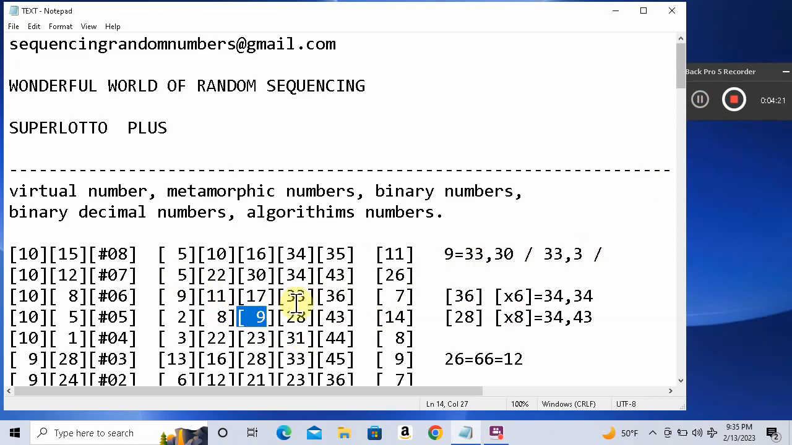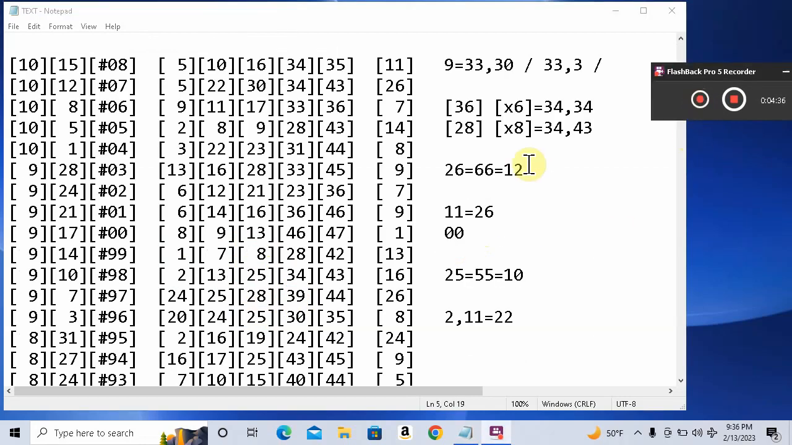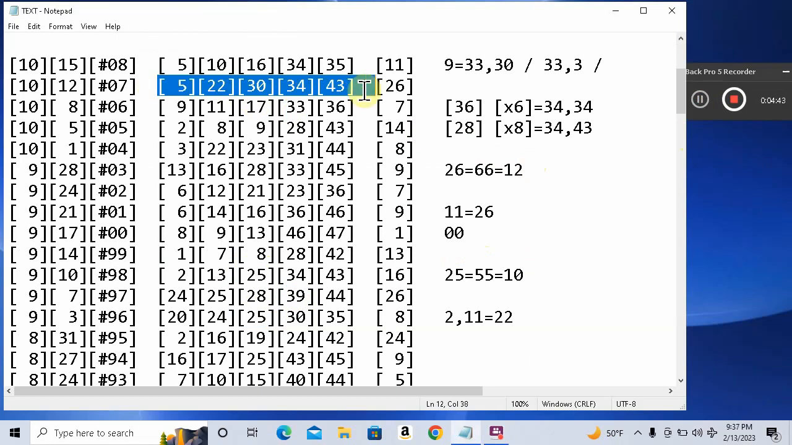Now, it could also equal 9 by forming a 30 right here. And what you get is 3 plus 3 plus 3 linked to the 0. That's 90. But if you reverse that, it's 0, 9. So 0, 9 is just 9, right? Now we're explaining how we got these numbers right here.